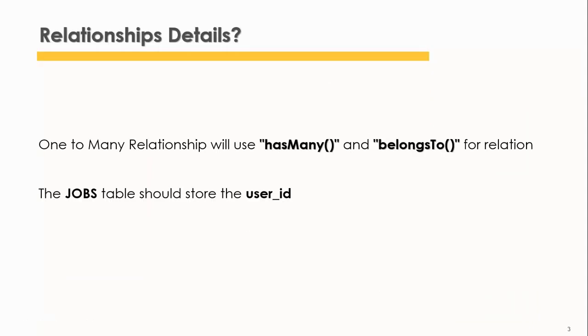So just like I've said, one-to-many uses the hasMany and belongsTo for the relation. And the jobs table will store the user ID. And remember, Eloquent will automatically determine the proper foreign key for this relationship. That's why by default it will assume it is user_id, but you're free to override this convention, which you're going to do, using our own custom key name that you want to use, which is client_id.